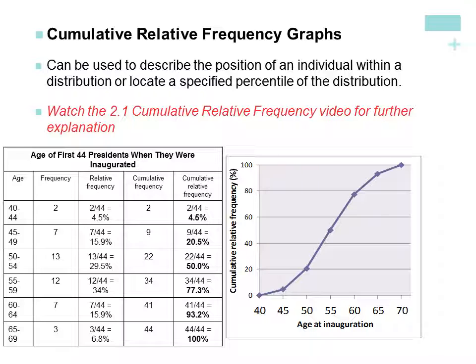All right, so here's our frequency table. So between 40 and 44, there were 2 presidents. 45 to 49, there were 7. 50 to 54, there were 13. 55 to 59, 12, so on and so forth.